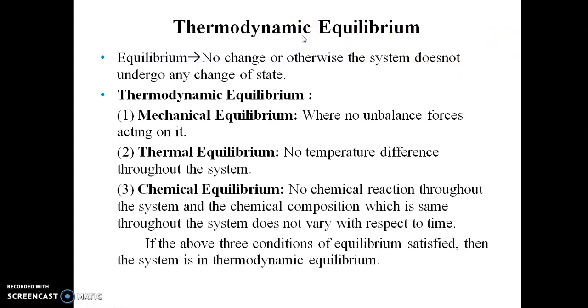Thermodynamic equilibrium should satisfy 3 equilibriums, and I will add one more point to it. This is 4 equilibriums, but here it is listed as 3. If you write these 3 it is okay, but once I finish these 3, I will tell you the one more equilibrium. Any system in thermodynamic equilibrium has to satisfy these 3 conditions: it should be in mechanical equilibrium, it should be in thermal equilibrium, and the system should be in chemical equilibrium. So what is mechanical equilibrium?